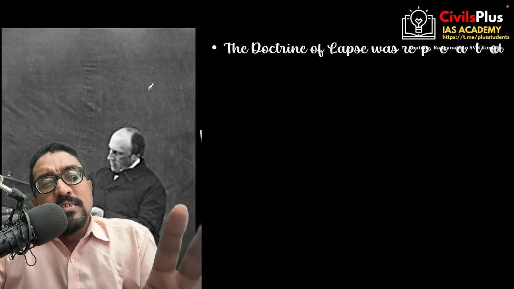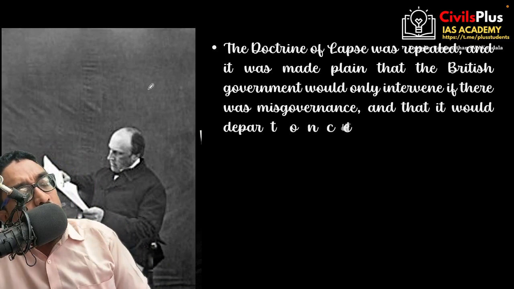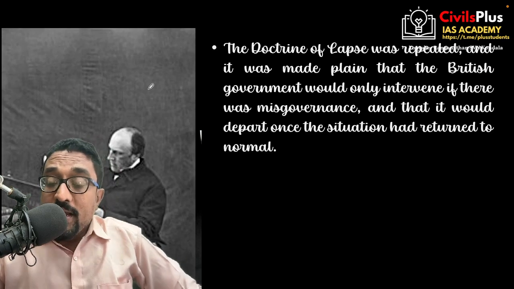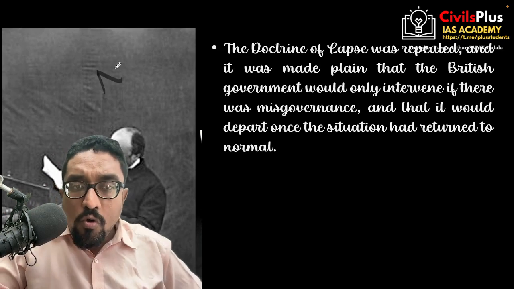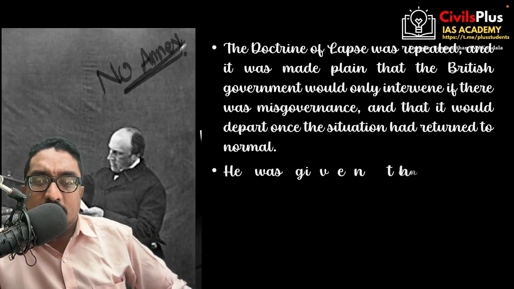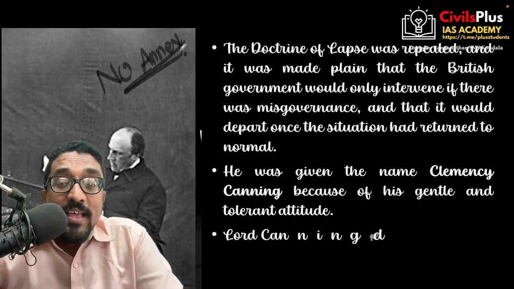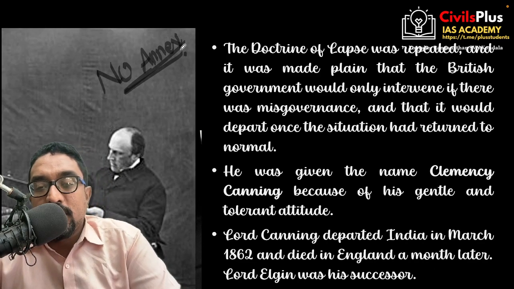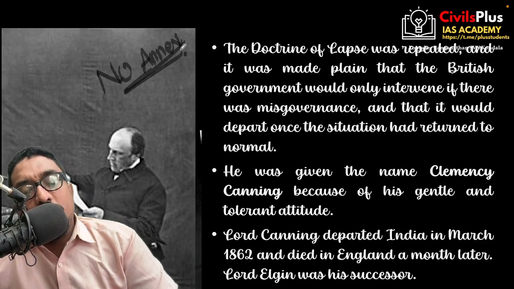Canning ended the doctrine of lapse, and he clearly said that the British would not get involved in internal issues of Indian kings, and if there was an internal issue, the British would resolve the issue and go back. So no annexation policy was coming from Lord Canning. He was also given the name Clemency Canning because of his gentle and tolerant attitude towards Indians. Canning eventually departed India in March 1862. A couple of months later, he died, and Viceroy Elgin came as his successor.